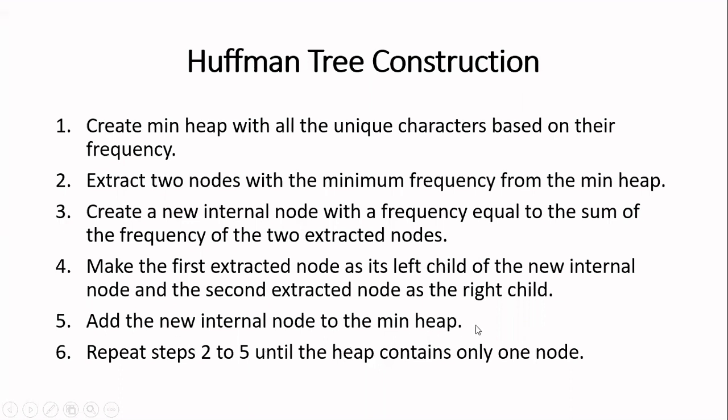only one node. So how will my heap contain one node? Because first I'm starting with so many nodes. Every time I'm deleting two nodes and adding one node. Because of that, the number of nodes in the heap will keep reducing. Finally, my heap will contain only one node. That will be the root node of that particular tree. At that time, I have to stop my process, because to proceed further I need two nodes, but I have only one node. So stop your algorithm. This is the algorithm for constructing the Huffman tree.